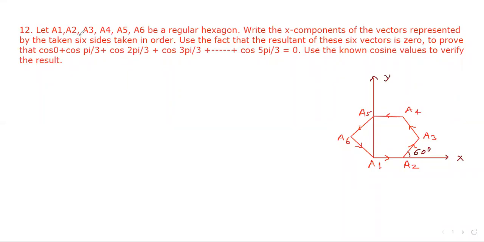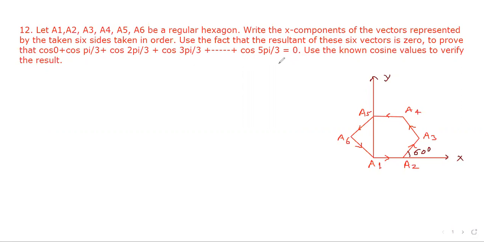Question number 12. Let A1, A2, A3, A4, A5, A6 be a regular hexagon. Write the x components of the vectors represented by the six sides taken in order. Use the fact that the resultant of these six vectors is 0 to prove that cos 0 degree plus cos pi by 3 plus cos 2 pi by 3 plus cos 3 pi by 3 plus cos 4 pi by 3 plus cos 5 pi by 3 equals 0.